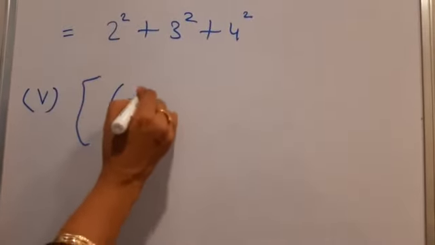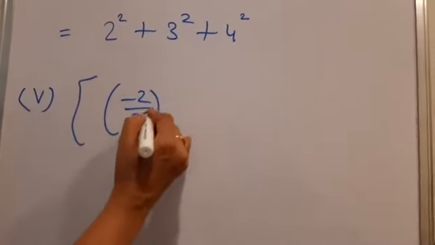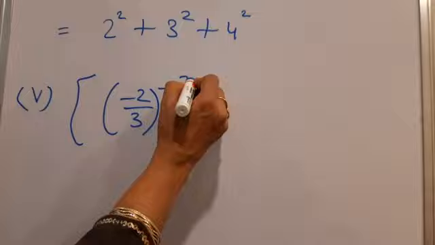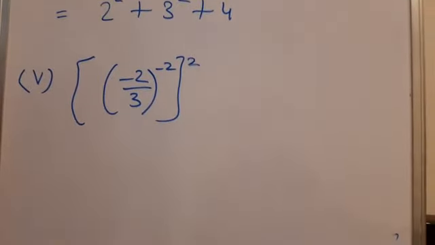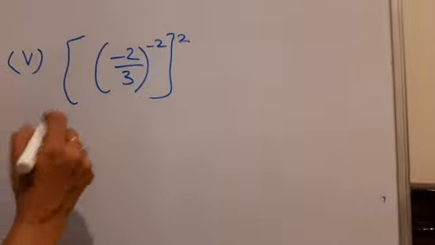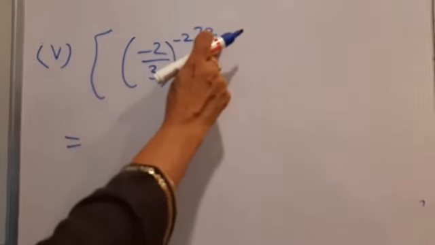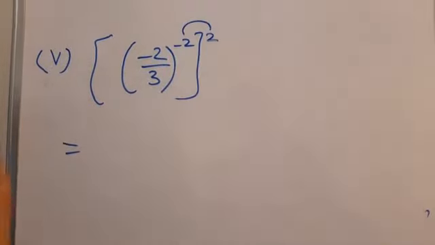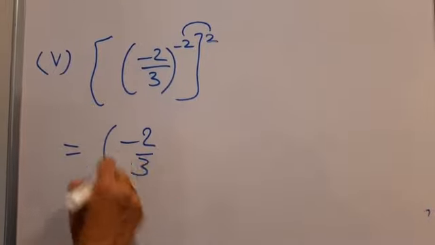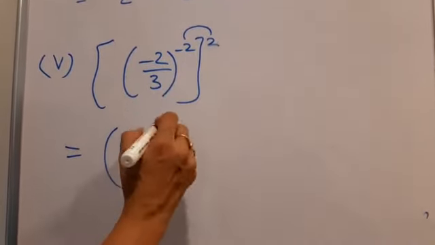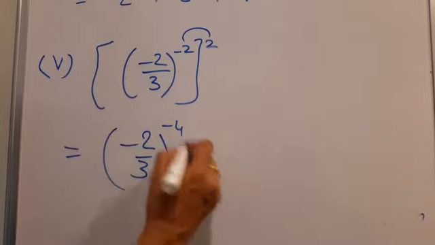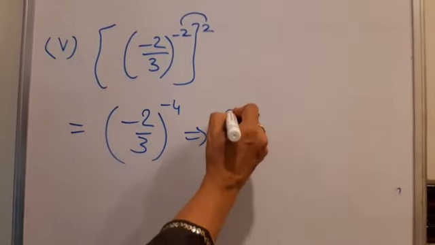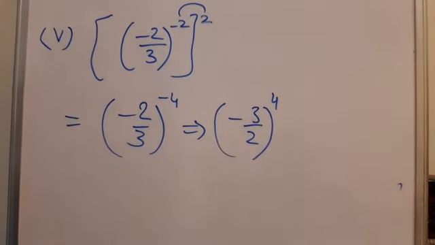In the fifth part, it is given that minus 2 by 3 raised to power minus 2, and the big bracket, then it is given power 2. Whole power is 2 given. Now a raised to power m raised to power n. This law will apply here. So we will multiply both exponents, both powers. So what will come? Minus 2 into 2, it will become minus 4. To make the power positive, write the inverse. Inverse will be minus 3 by 2, and power will be positive now.